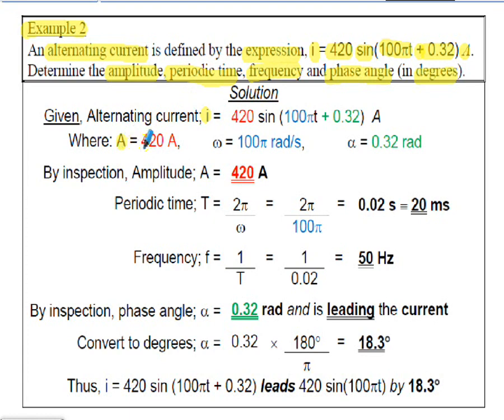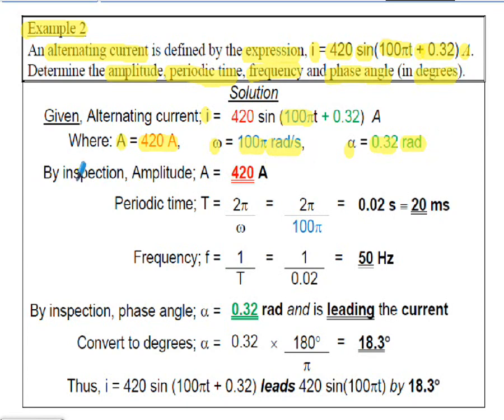So the A is 420 amps. The omega in this case will be 100 pi, because omega t is 100 pi t, so omega is 100 pi radians per second. And then the alpha, the angle, is a lead in this case of 0.32, and of course that will be radians. So just by inspection of the equation given, knowing it's of the form a sine omega t plus or minus alpha, we can read off those values.